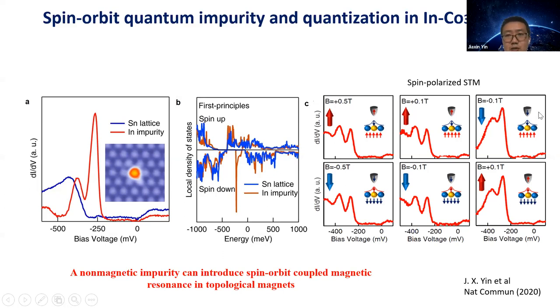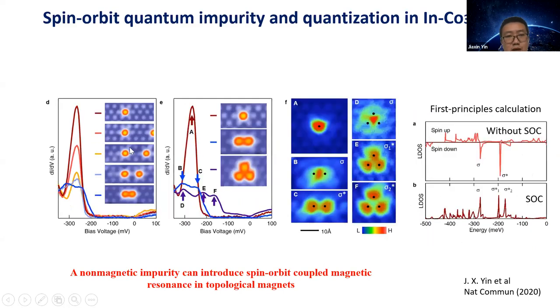And at this point, the spin direction of the tip gets flipped, but the magnetization of the sample remains the same. Then we observe an enhancement of the resonance. We further reversely increase the field to minus 0.5 tesla, and at this point, the magnetization direction of the sample also gets flipped. So both the tip and the sample get flipped. Then we recover the previous scenario, that is, the signal dropped again. So through this systematic manipulation, we can demonstrate that this resonance state indeed features a spin-down feature.